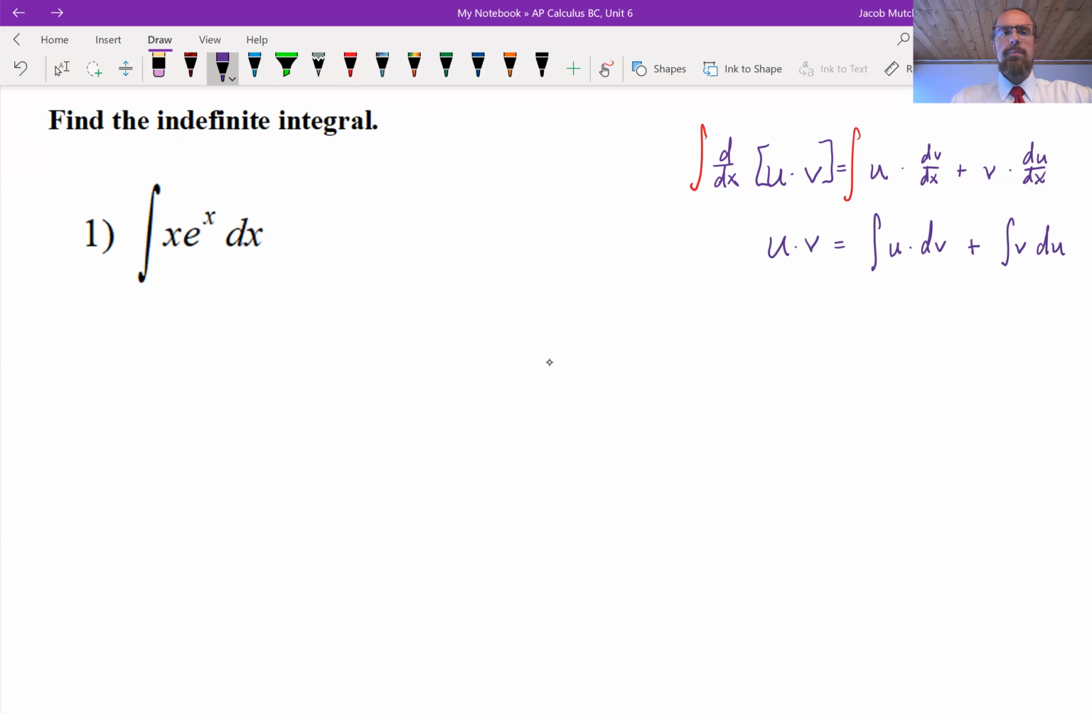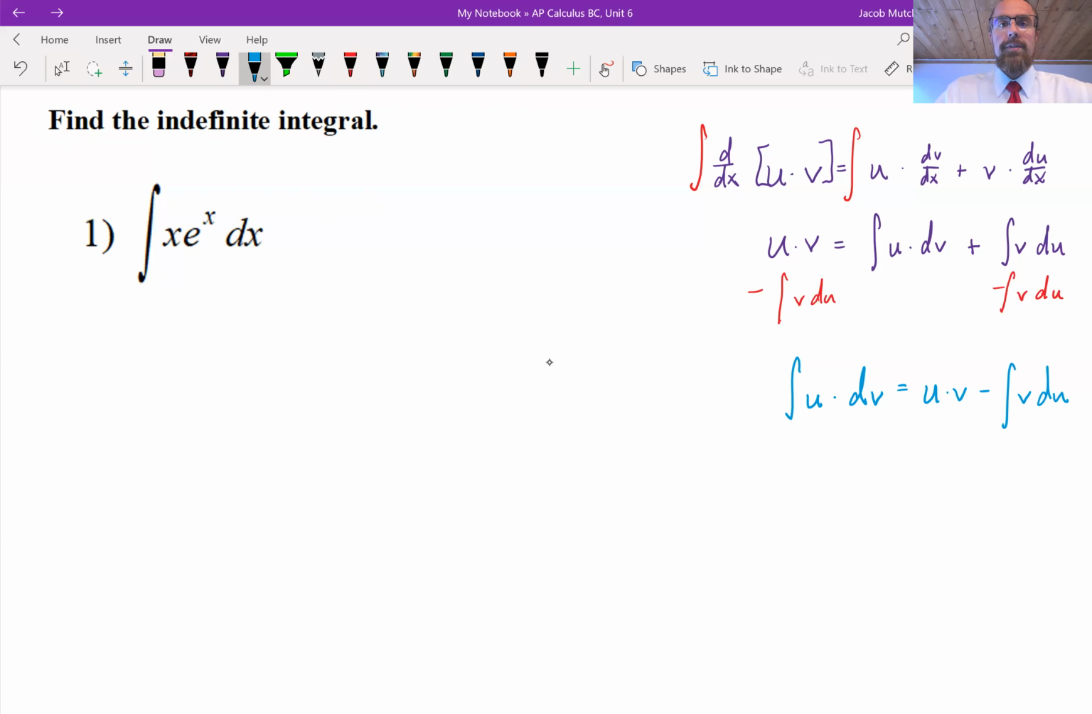Now, to arrive at the integration by parts rule, I do want to move one of these terms. The one that I want to move is this integration of v du. So I'm going to subtract that over. And with that subtraction, we've arrived at a rule that we can use here. So let's put it in equation form. The integration of u times dv is going to equal u times v minus the integration of v times du. And that's exactly what we're going to use for this process of integration by parts.